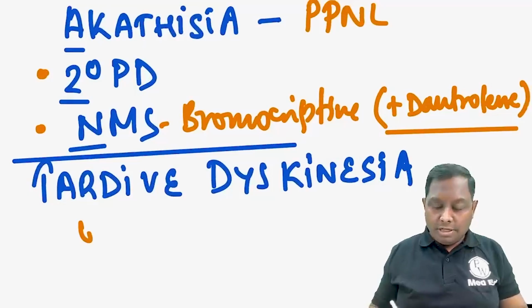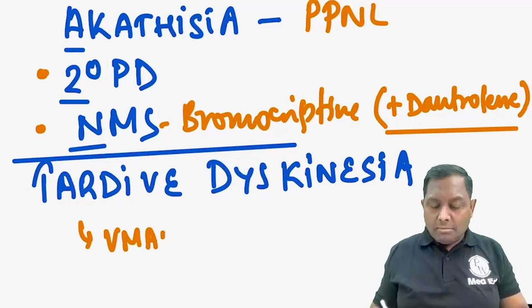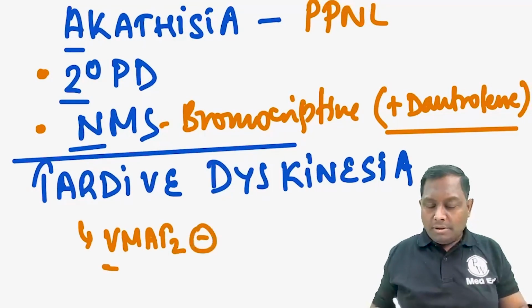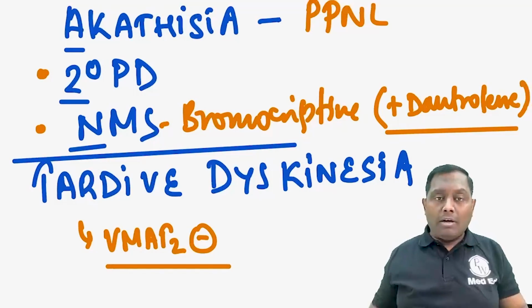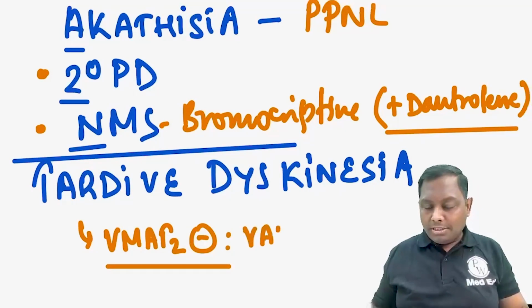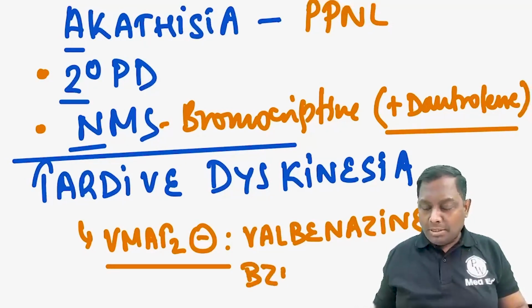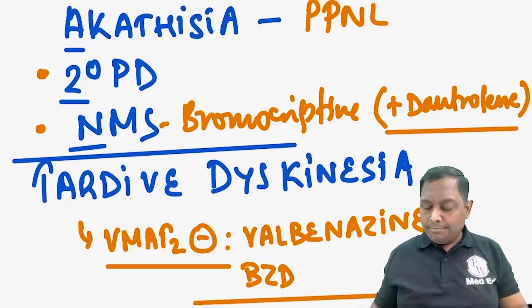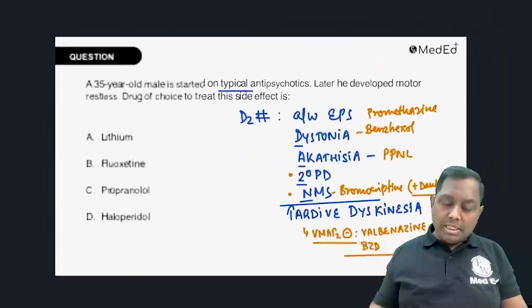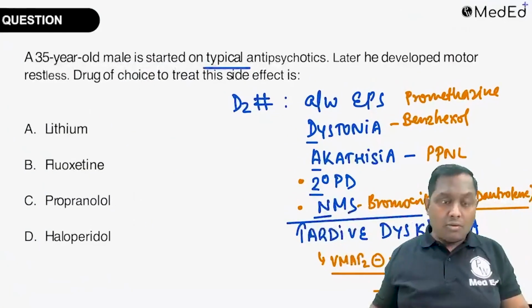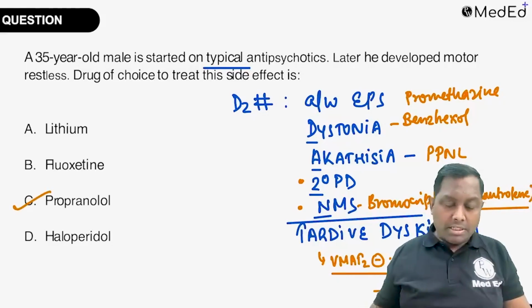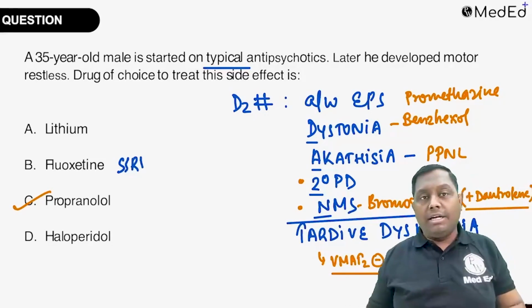For tardive dyskinesia we can utilize a vesicular monoamine transporter 2 inhibitor, VMAT2 inhibitor, drugs like valbenazine, deutetrabenazine. In addition to this, we can also utilize drugs like benzodiazepines. Okay, so this is again typical antipsychotics, so we can utilize propranolol as the drug of choice. Fluoxetine is one of the SSRIs used as an antidepressant.